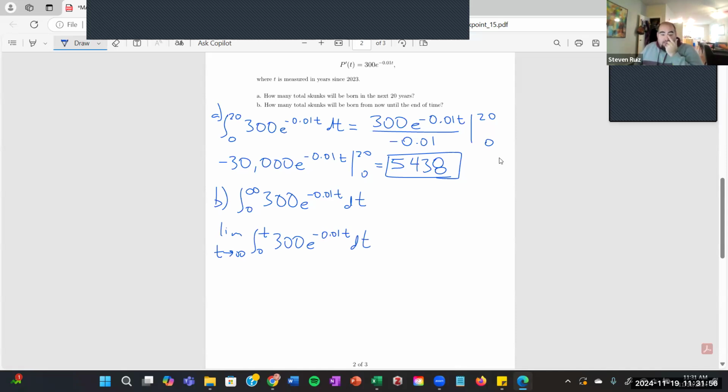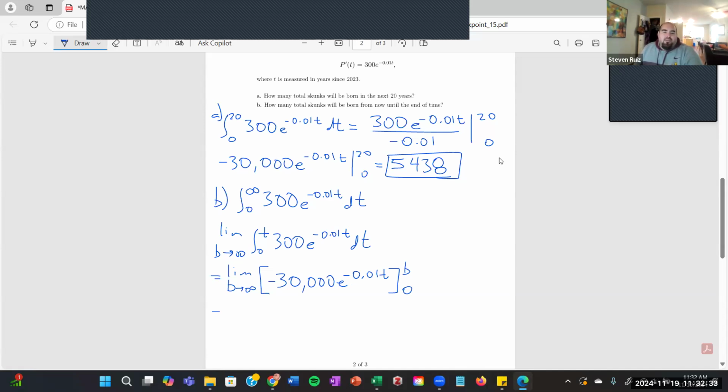The good news is I can use the same antiderivative. So the limit as t goes to infinity of negative 30,000 e to the negative 0.01 t. I should not be using t. That is a bad move. Let's use b. Never use the same symbol to do two different jobs. So from 0 to b.